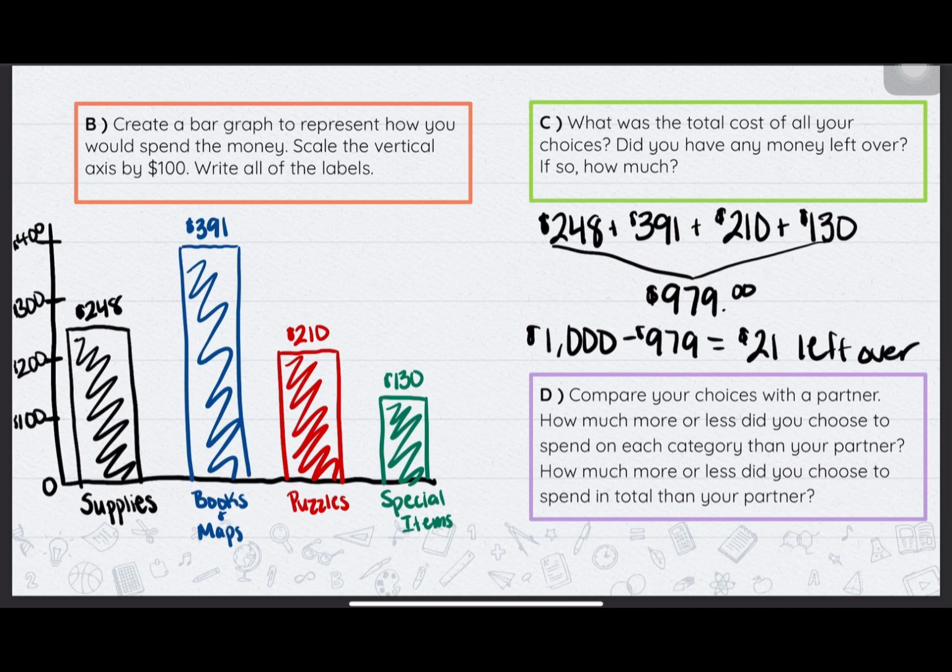So then it says to compare your choices with a partner. How much more or how much less did you choose to spend on each category than your partner? How much more or less did you choose to spend in total than your partner?